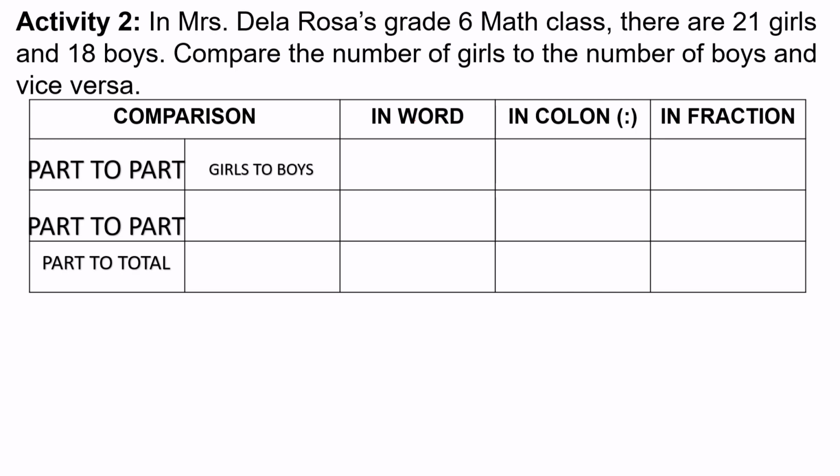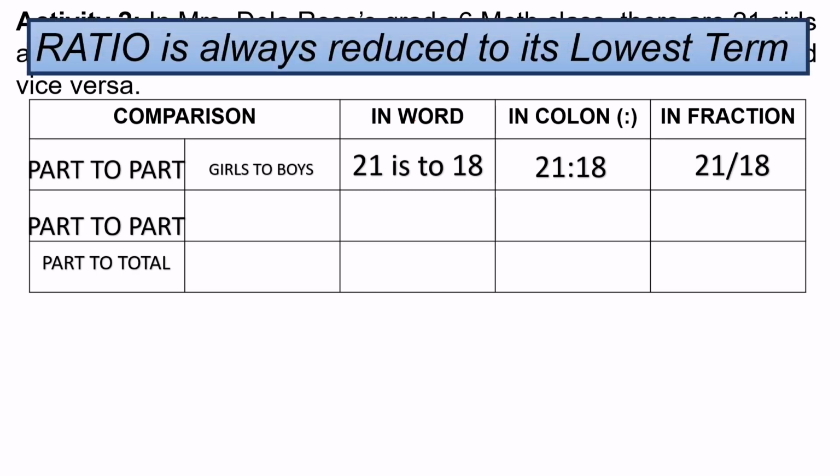So, unahin natin yung part to part, which is the number of girls to the number of boys. So, in word, we have 21:18. In colon, 21:18 using the colon symbol. In fraction, 21/18. Bakit 21? Kasi ang bilang ng girls ay 21. Bakit 18? Kasi ang bilang ng boys ay 18. So, wag nating kalimutan na ang ratio is always reduced to its lowest term. So, kailangan i-reduce din or i-simplify din natin ang ratio if it is necessary.